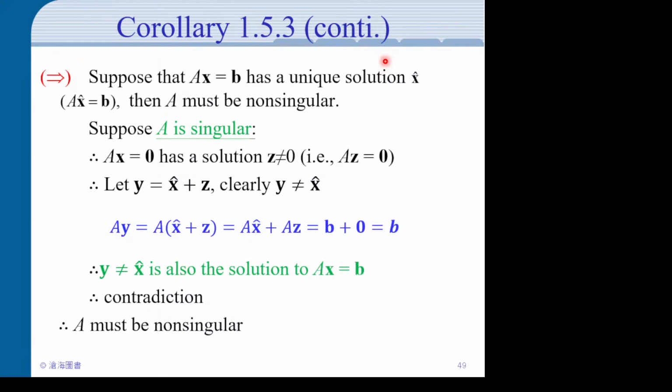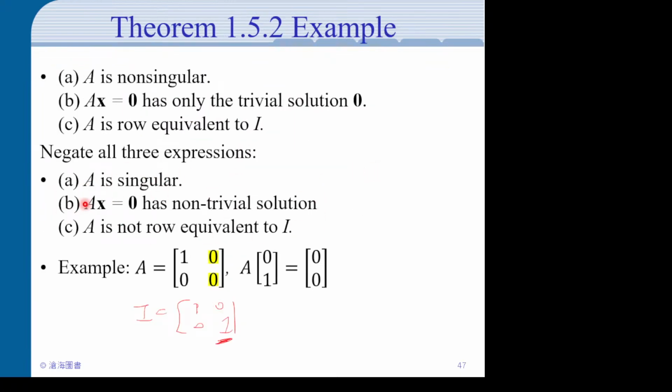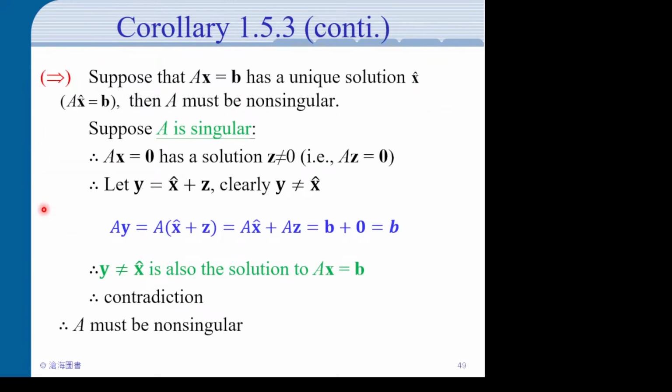So A is singular. Then we know AX equal to 0 has a non-trivial solution. This is back to here. We are doing the negated version of 1.5.2. So A is singular, then AX equal to 0 has a non-trivial solution. So AX equal to 0 has some non-trivial solution Z. So Z is not equal to 0, but AZ equal to 0. And then we can get another solution of AX equal to B by adding this Z to your X hat.